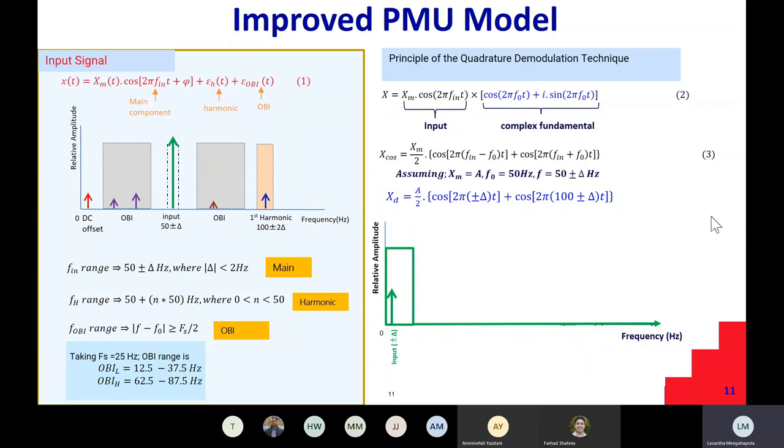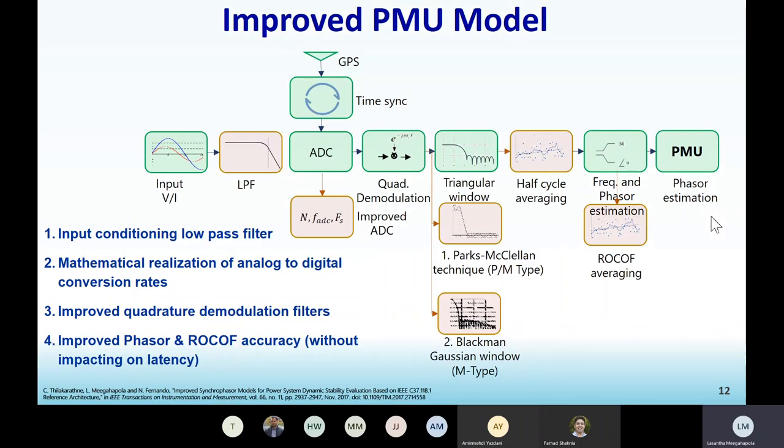But to achieve this, you need to have a number of filtering stages, and the filter order should also be optimized to reduce the reporting latency. So in fact, what we did was we took that model and introduced new components. Here in this particular diagram, the blue and green ones are the ones which usually exist in the standard QD algorithm, and what we have proposed are the ones shown in orange. Initially we developed a special low-pass filter at the front, and then we optimized the ADC component and the digital converter components, and then we run the quadrature demodulation technique.